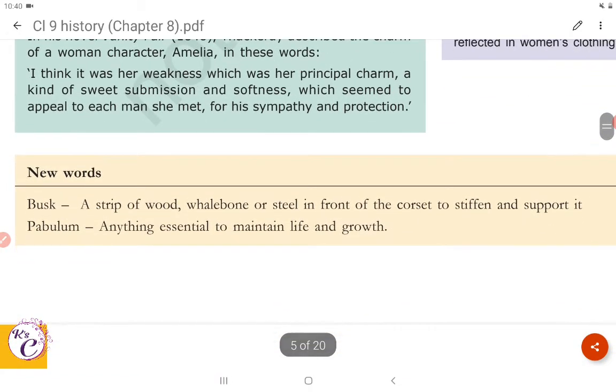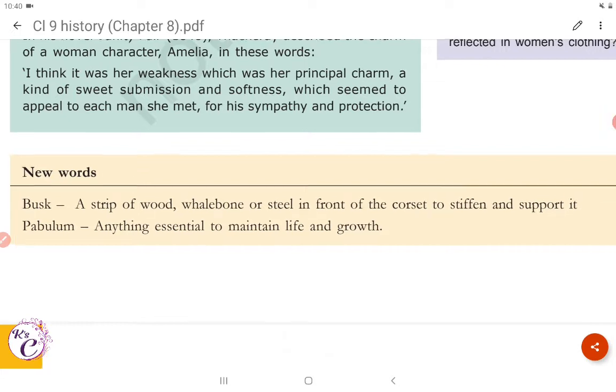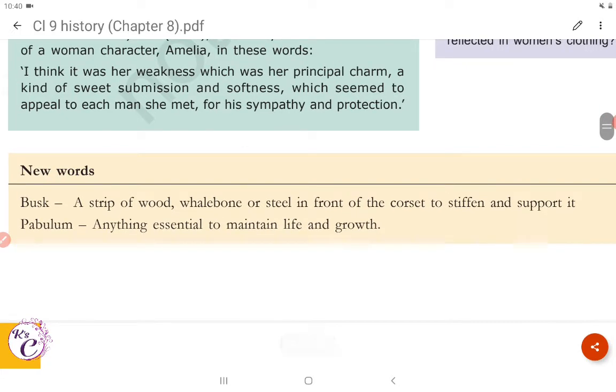Here are some new words. Busk, a strip of wood, whalebone or steel, in front of the corset to stiffen and support it. Pabulum, anything essential to maintain life and growth.